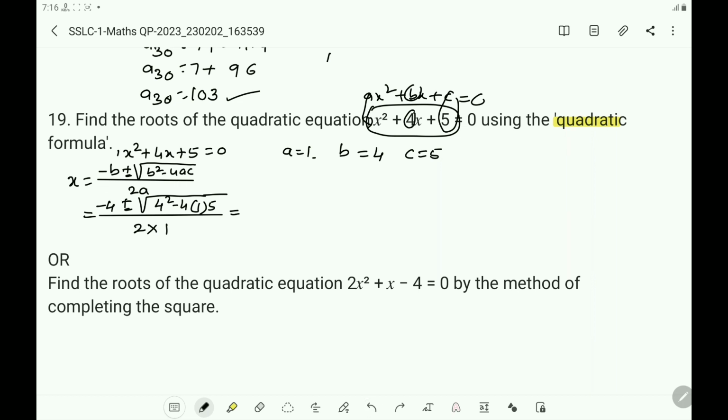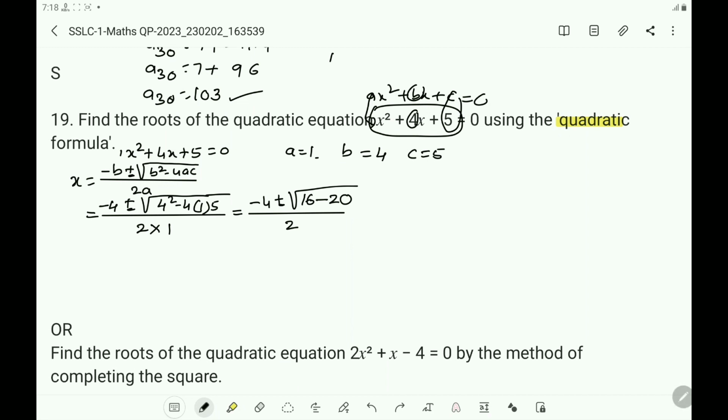Which is equals to minus 4, you write minus 4, plus or minus, you write plus or minus only. Then 4 square value. What is the value of 4 square? 4 into 4, 16. Then minus 4 into 1 into 5. So what is the product of 4 into 1 into 5? 4 1s are 4, 4 5s are 20. And 2 into 1 is 2. Equals, you write minus 4 as it is. Minus 4 plus or minus whole root, 16 minus 20 is minus 4.